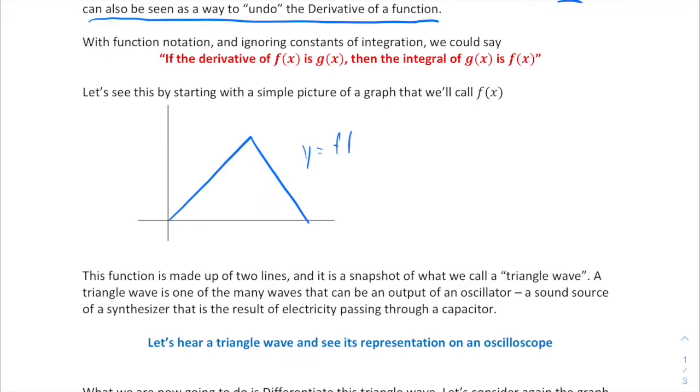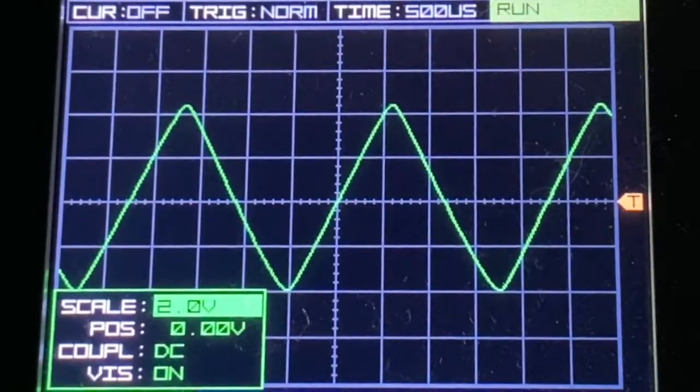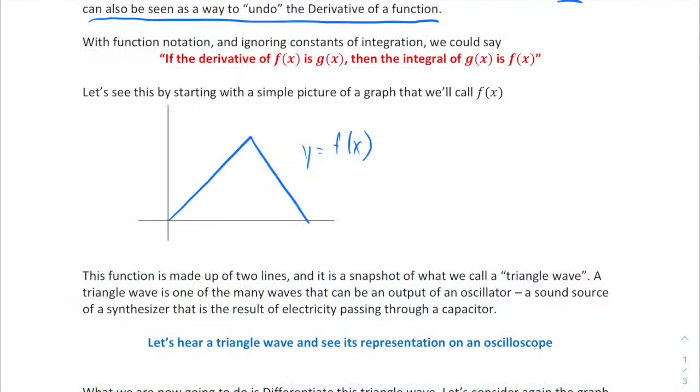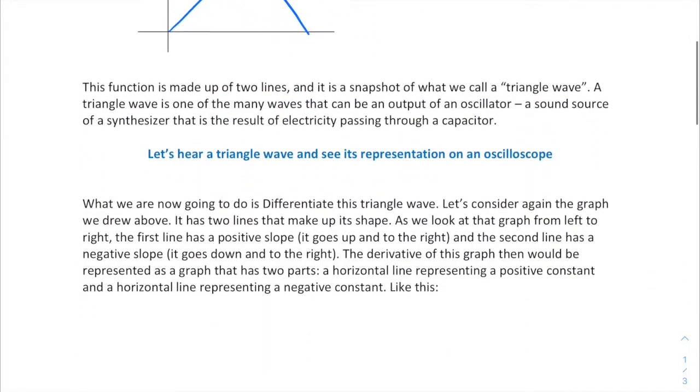A triangle wave is one of the many waves that can be an output of an oscillator. An oscillator is a sound source of a synthesizer that is the result of electricity passing through a capacitor. Let's hear a triangle wave and see its representation on an oscilloscope. What we're now going to do is differentiate this triangle wave.